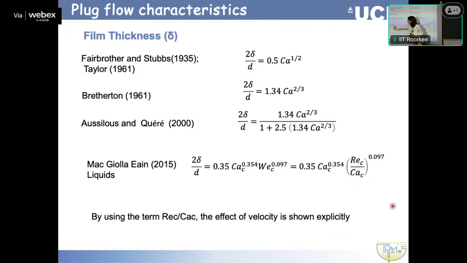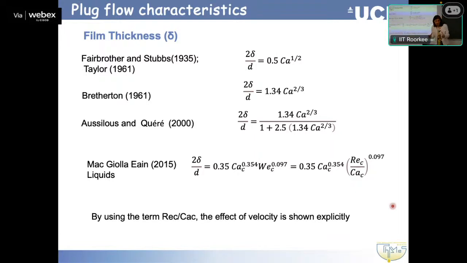This one by Magiola and GIAN in 2015 was developed for liquid-liquid systems, and that's why I give it to you here. And this is the correlation that contains both the capillary and the Weber number, or if you want to manipulate it, the capillary and the Reynolds number in this way. And by giving it in this way, we show explicitly the effect of the velocity, because the velocity is cancelled out here, so it's only included here.